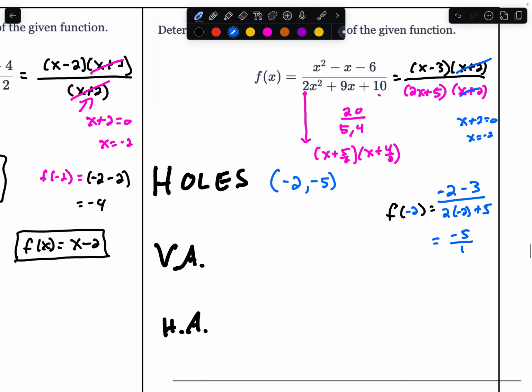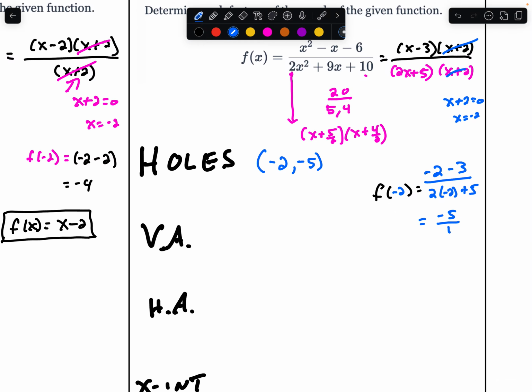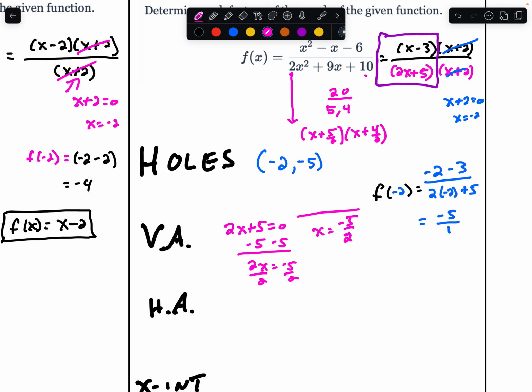Okay. Now remember, if we have a vertical asymptote, where is the denominator equal to 0? Okay, and remember, we're looking at this function now, right? It's just this function. So where is the denominator equal to 0? The x plus 2 is gone, so I'm going to say 2x plus 5 equals 0. So I'll just solve and find out where it is undefined. 2x equals -5, divide by 2, divide by 2. There's going to be a vertical asymptote at x equals -5 over 2.